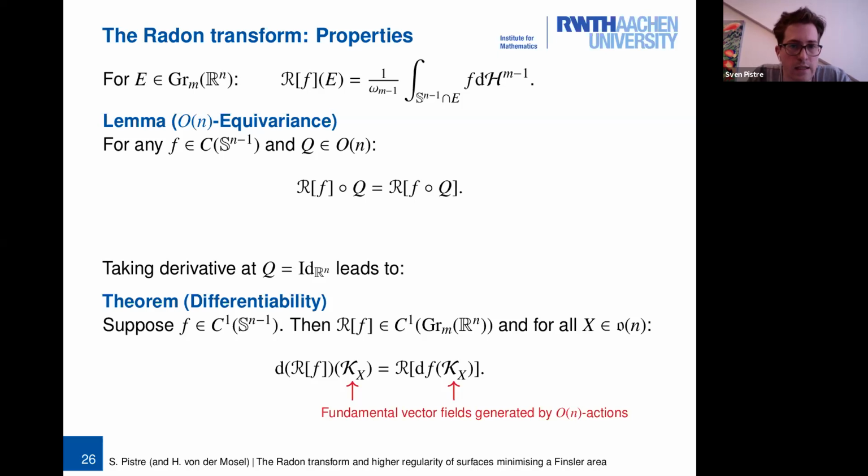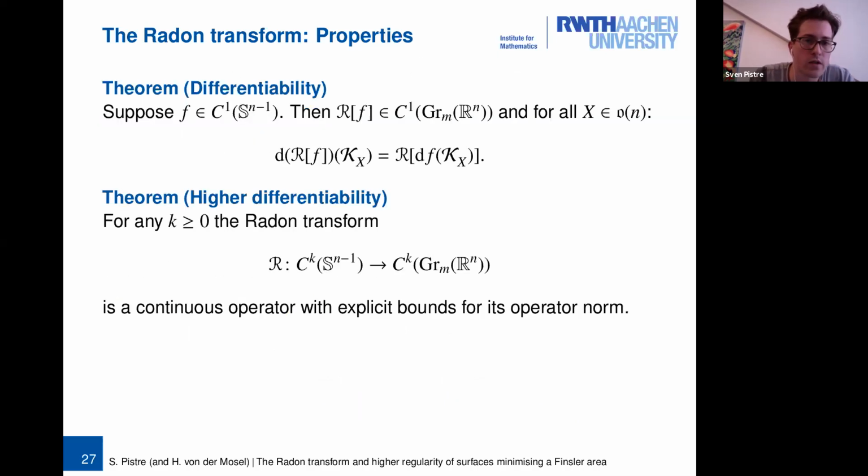Let's go to the next slide. Here at the top, I've just copied this differentiability theorem from before, and what you can do now is iterate this. If you use a recursive formula for the covariant derivative of a function on a manifold, you can show that the Radon transform is a continuous operator from the C^k functions on the sphere to the C^k functions on the Riemannian manifold, and you can get explicit bounds for the operator.